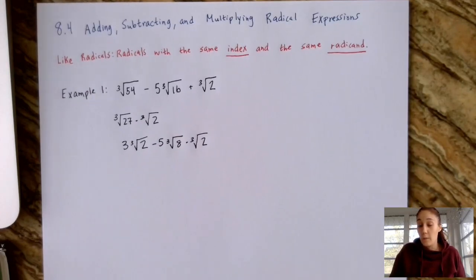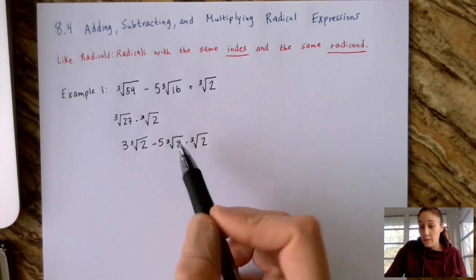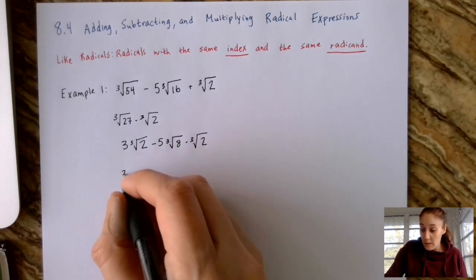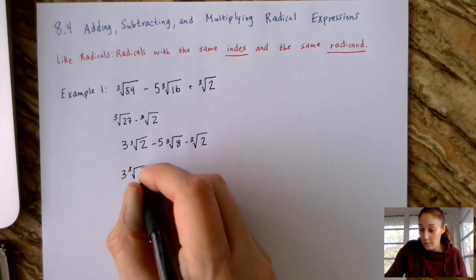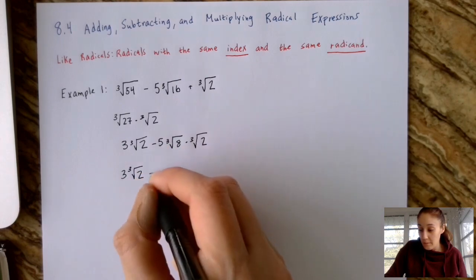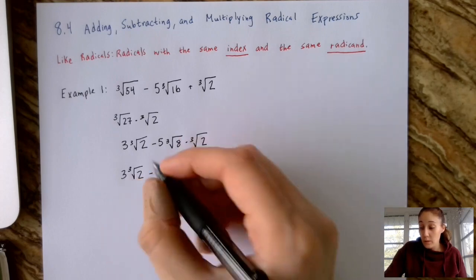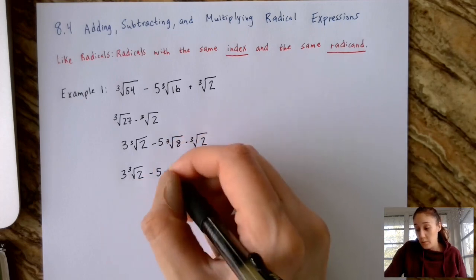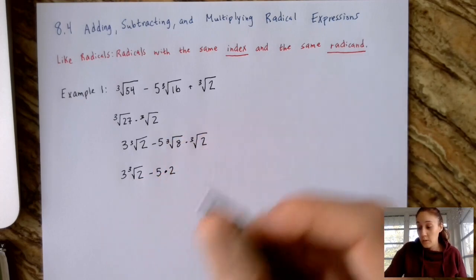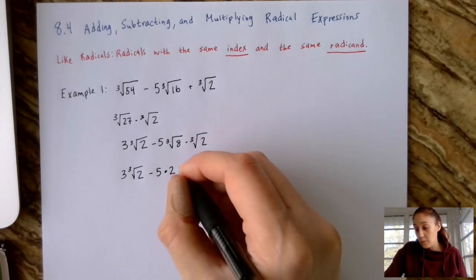Alright, but what I want to do is break down the cube root of 8. So I'm just going to bring down this first part that we had. I'm going to bring down that minus 5. So the cube root of 8 is 2. So these two are multiplying, so I'm going to do times 2. There's no cube root of 2, so I'm just going to bring that down.